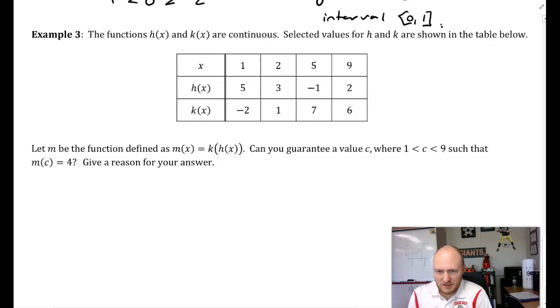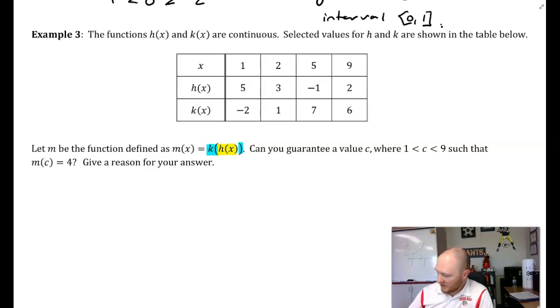Next prompt. Let m be the function which is equal to k of h of x. Okay, that's composition, right? H of x here is embedded in k of x. So they defined a new function. Can you guarantee a value c where 1 is less than c, which is less than 9, such that m of c is equal to 4? Give a reason for your answer.